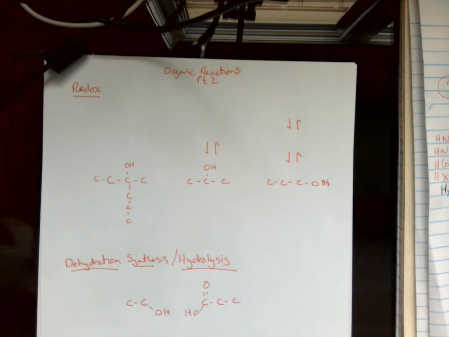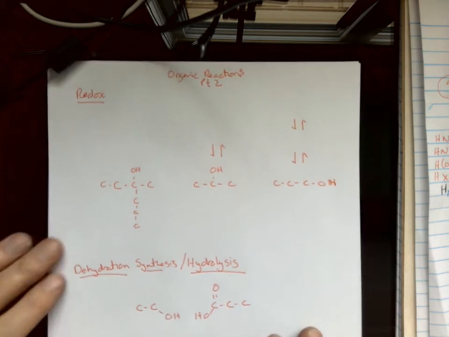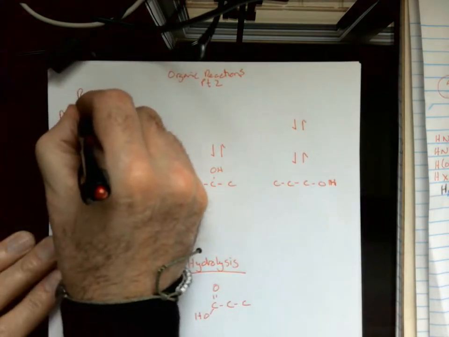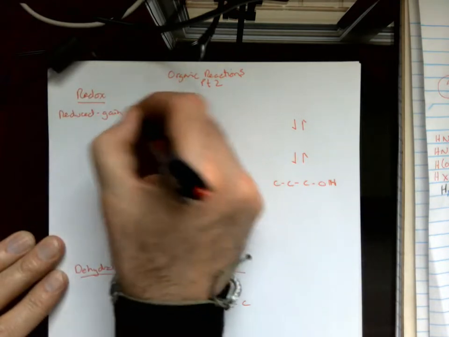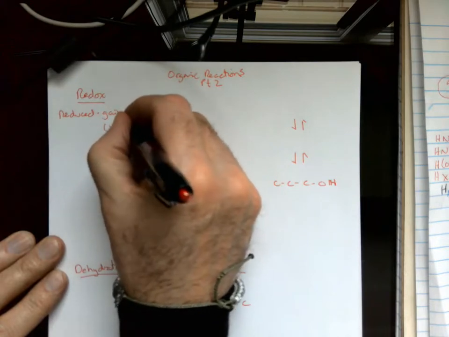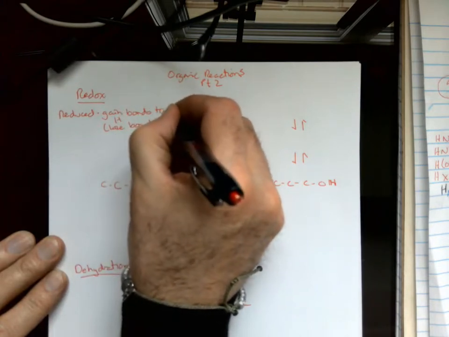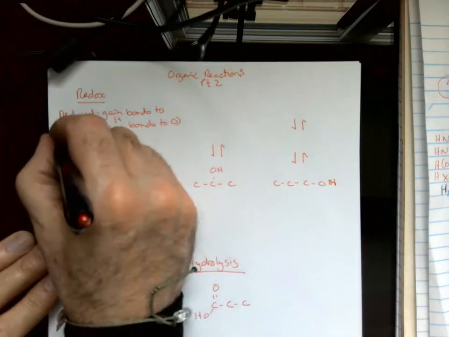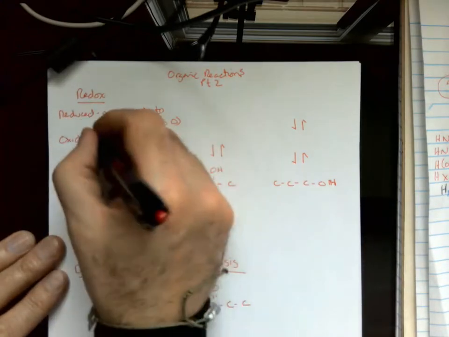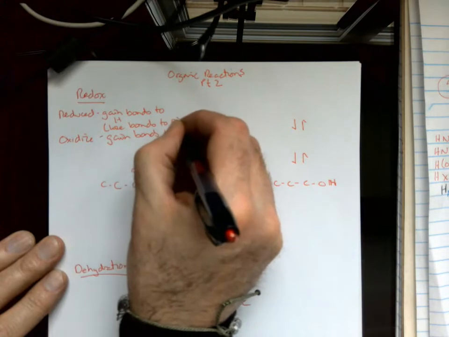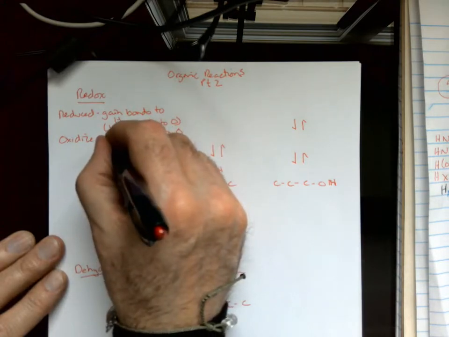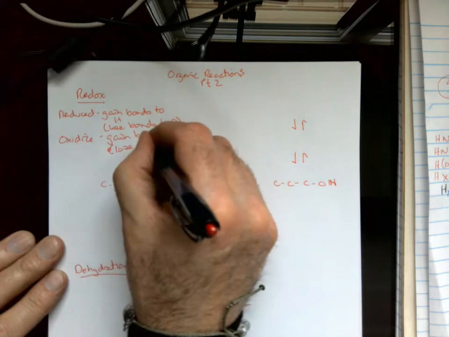Now, what a redox is: reduction and oxidation. So an oxidation is lowered energy. If something is rusting, it is oxidizing. If something's being reduced, it's made into higher energy. So when you're reduced, you gain bonds to hydrogen or lose bonds to oxygen. When you oxidize, you gain bonds to oxygen or lose bonds to hydrogen.